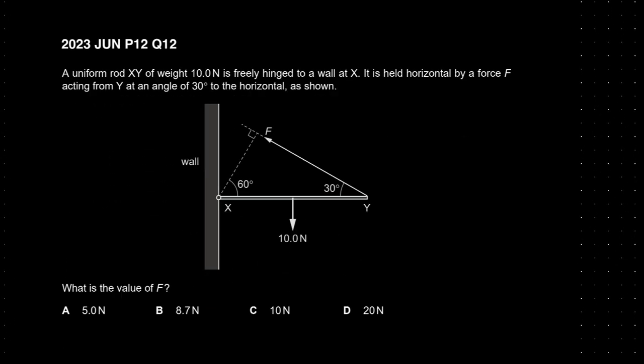Alright, question 12. A uniform rod XY of weight 10 Newton is freely hinged to a wall at X. It is held horizontal by a force F acting from Y at an angle of 30 degrees to the horizontal as shown. What is the value of F? Again, really straightforward. You can obviously identify that first we would have to resolve this force. This component would be sine 30. This one would be cos. I'm not really interested in the cos because it won't create a moment because it's passing through the hinge, right? What is the value of F?